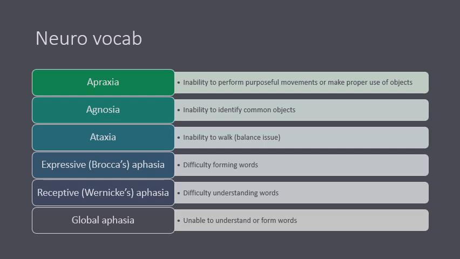There are a couple types of aphasia, and aphasia is the inability to express yourself or to speak. There's expressive aphasia, which is also referred to as Broca's, and that comes from the Broca's area in the brain. That's difficulty forming words. And then there's receptive aphasia, which is also referred to as Wernicke's, and that's difficulty understanding words. And then there's global aphasia, where you can't understand or form words.